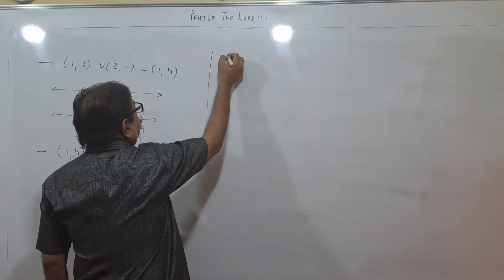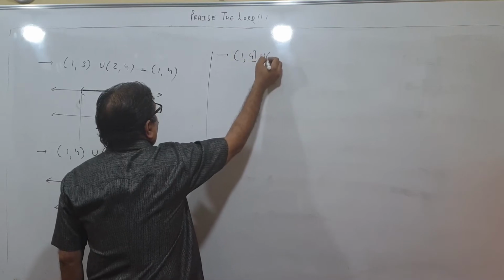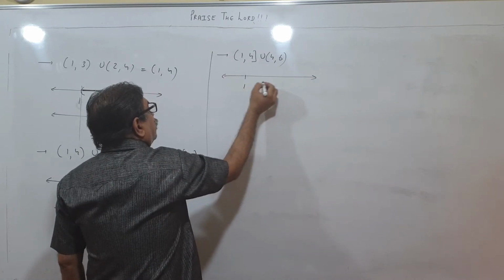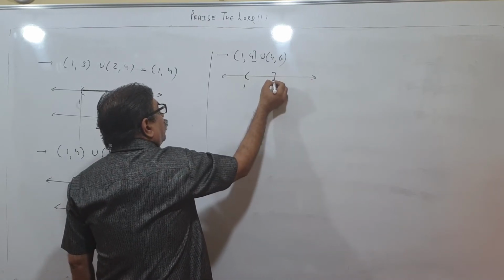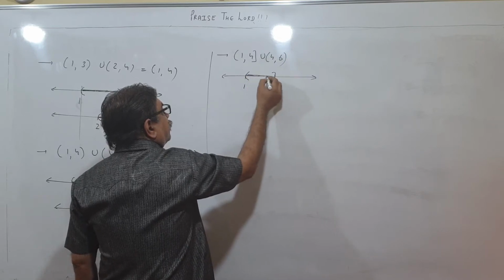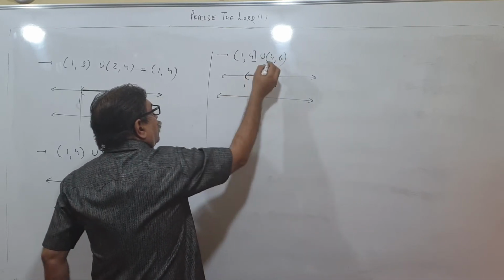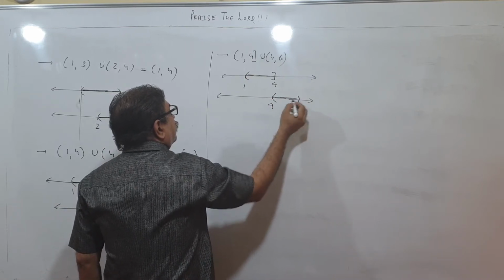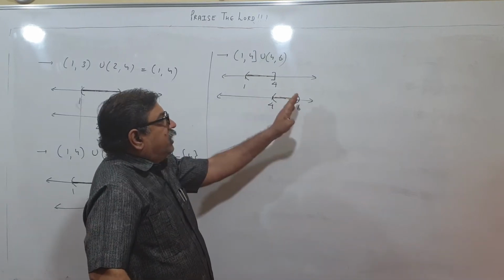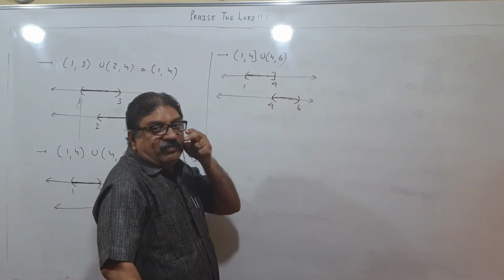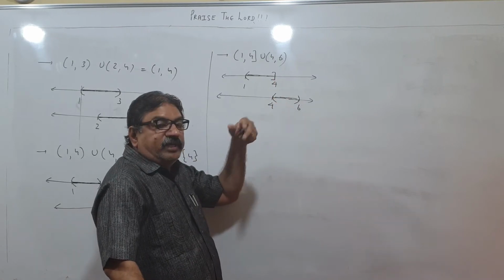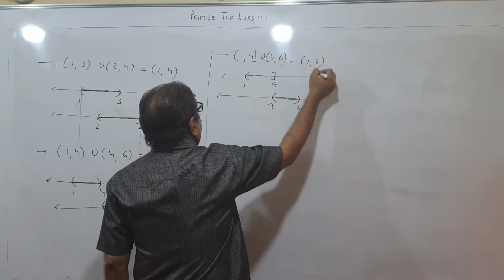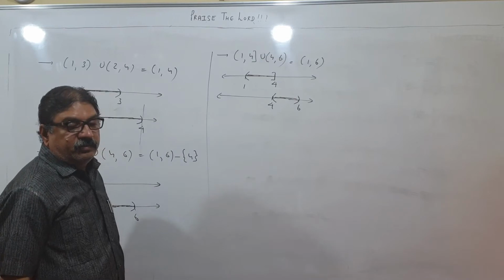Supposing I take up this example. (1, 4] union (4, 6). Now if I plot, this is 1, this is 4. Not included, included. Square bracket means included. Another one, 4 to 6. Not included, all elements here. We want union means all the elements from 1 to 6. Is 4 included? Yes. 4 is here but not here. But in union we can take if it is present in any one set. So this answer will be (1, 6). Here 4 can be included. Please understand nicely.